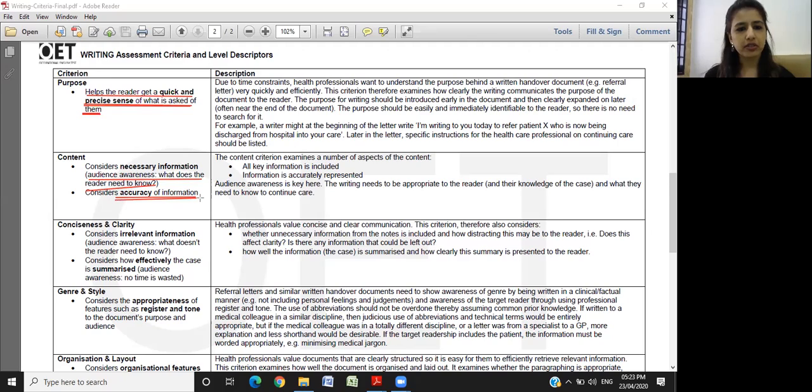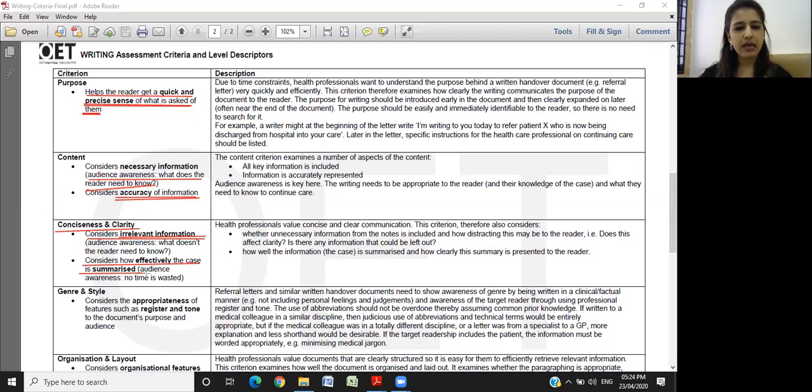If you are writing about certain problems, then it should be clear what type of pain it is, or for how long it has been there, using appropriate tenses, not misinterpreting or misrepresenting the information. And the third criterion, conciseness and clarity, again considers audience awareness, whether you were able to exclude irrelevant information. What the target reader doesn't need to know. Okay? And another aspect which is very, very important here is how effectively you are able to summarize.